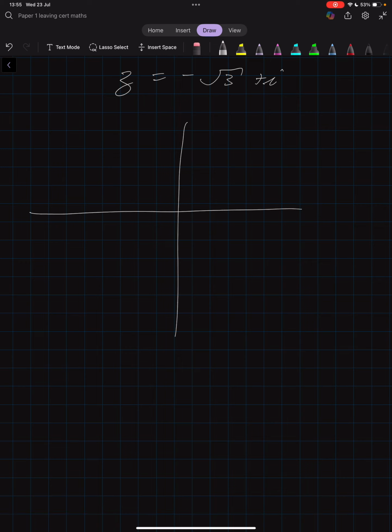If they ask you to do this in polar form, the easiest thing to do is to just draw it roughly. So i is just 1, so I might draw it up here, and then root 3 is over here. Root 3 is bigger than 1, so it's probably somewhere over here.